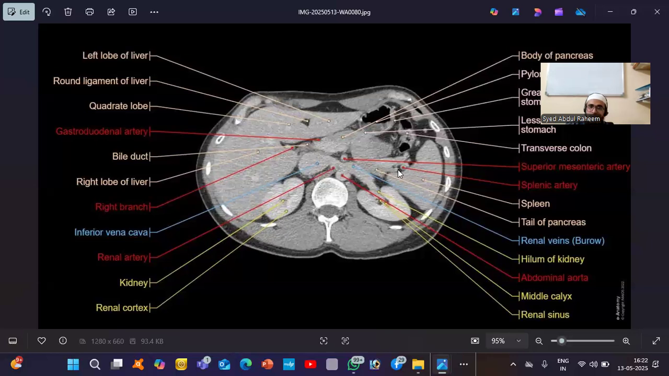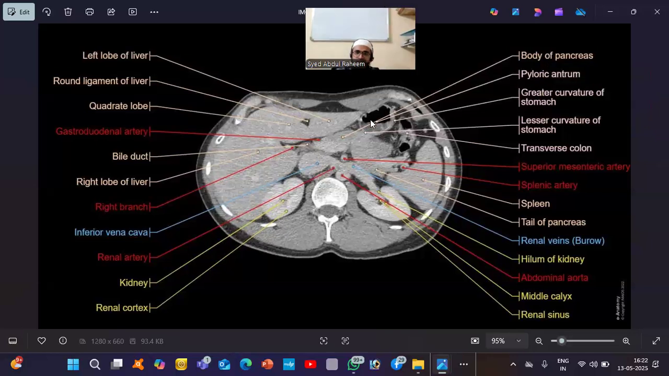I already told you about the left side. Now, important, the left side. This is the pancreas. This is the pancreas, the body of the pancreas. And this is the spleen. Here you have the spleen. And again, it is the left kidney. Hilum of the kidney. This is the kidney, and the hilum. All these things are available. Abdominal aorta. You can see the aorta here.